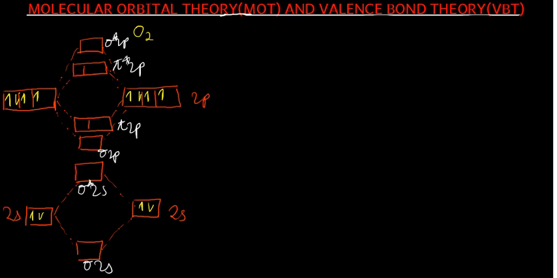Now let's fill in the electrons which are present. Starting with this, we have 4 electrons present, so those 4 electrons are going to fill them: 1, 2, 3, 4. Okay, done. And then here we have 4 electrons plus 4 electrons, so 8 electrons present, and we fill them: 1, 2, 3, 4, 5, 6, 7, 8. So this will be the molecular orbital diagram for the oxygen molecule.